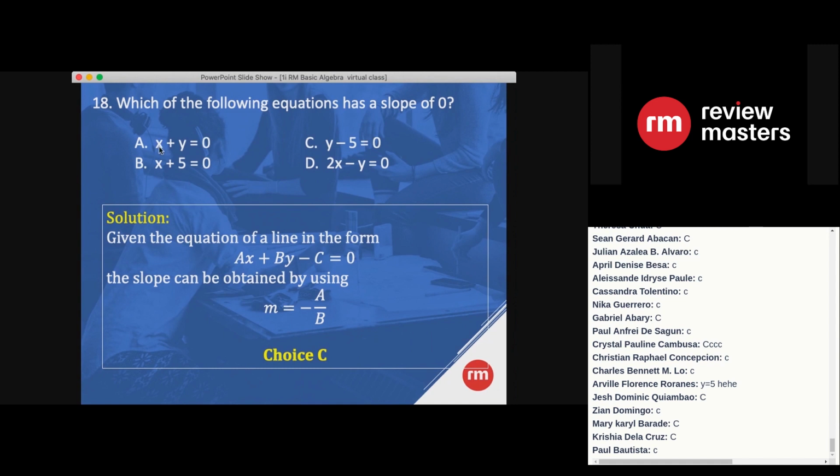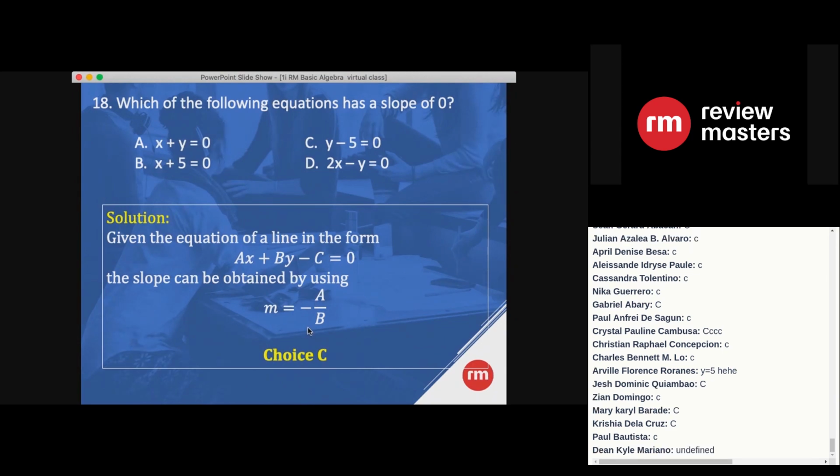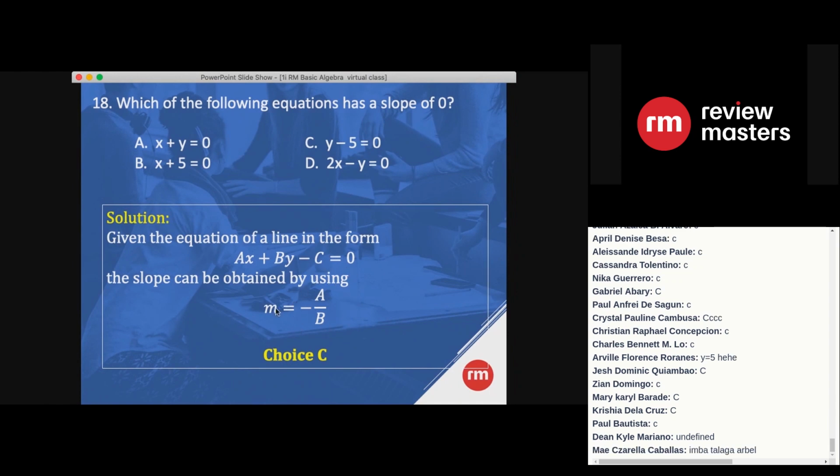So tingnan niyo yung a. Ang a natin is 1. Ang b natin is 1. So therefore, negative 1 over 1 is negative 1. No? So hindi siya 0. Letter B. Ang a natin, this one is 1. Minus 0. So any number divided by 0 is undefined. So kung ganito ang given, hindi siya 0 slope, kundi siya ay no slope. Kasi undefined siya. Okay, your slope is undefined, wala kang slope. So that is no slope. Letter C, your a is 0 because you don't have a. Over a number over 1 is 0. That's why the choice is letter C. Okay?